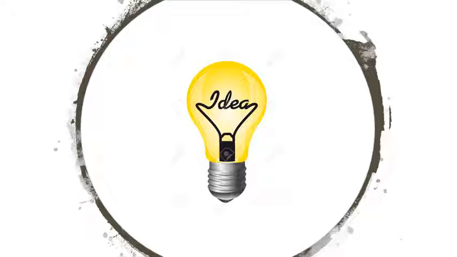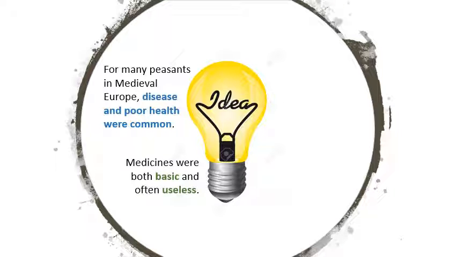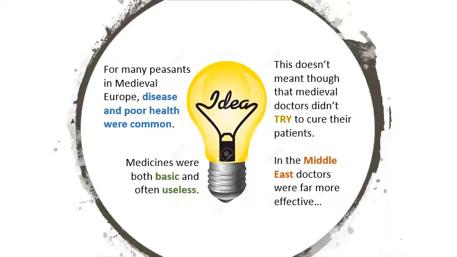Okay, we'll review those answers together as a class, but for the moment, just a couple big ideas about our first topic. Firstly, for many peasants in medieval Europe, disease and poor health were common. So quite simply, it was very normal for people probably to suffer from poor health conditions. The medicines were quite basic, and certainly in Europe, often they were quite useless. Now, you might disagree because there'll be some things that kind of worked, but in general, historians have been quite critical of the medical methods and thinking that they were using during this period.